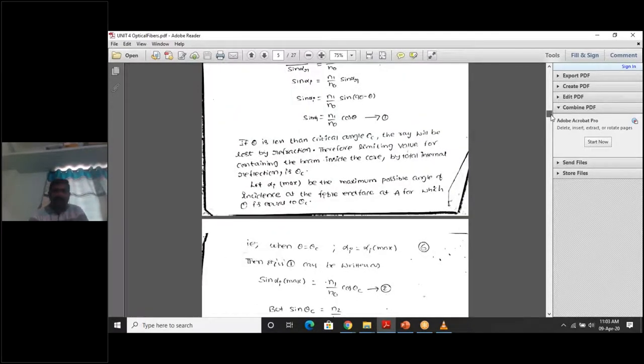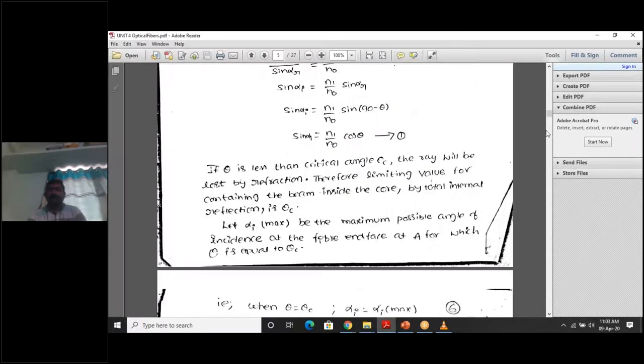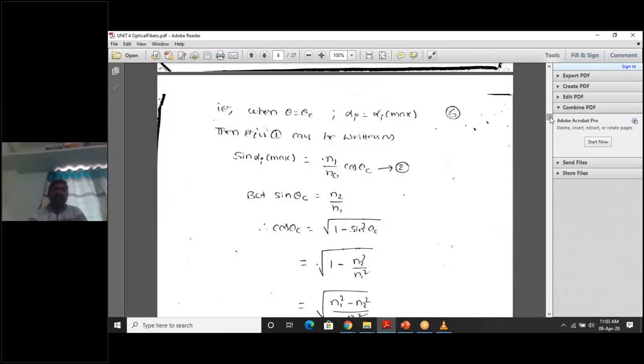Where did we leave off? Here we left off. Sine alpha I, alpha I is replaced with alpha I max. So sine alpha I max is equal to n1 by n0 into cos theta, where theta is replaced with theta c. So in the previous equation, I just replaced alpha I with alpha I max and theta with theta c.